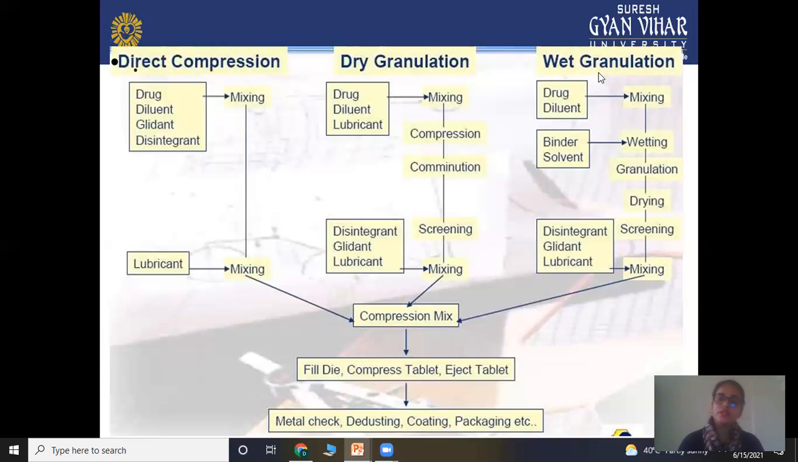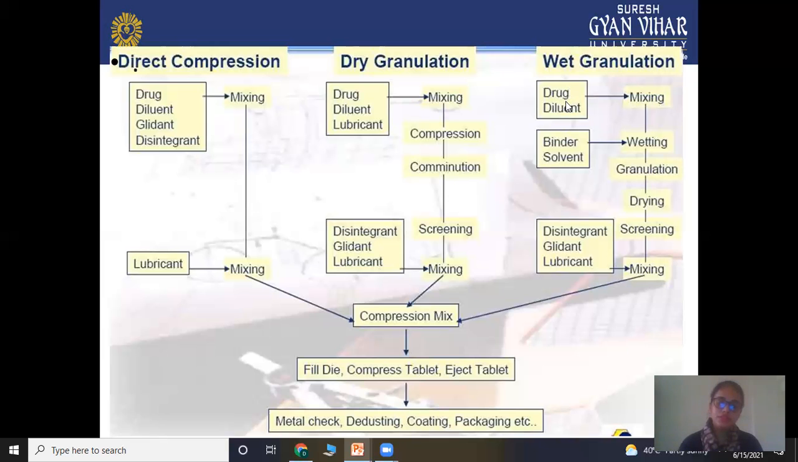The third method is wet granulation. It is similar to dry granulation, but here you take a moisture-containing solution, so wet conditions are required. First you take drug and diluent. The binder may be a starch solution or any other solution or excipient. Next, you take diluent to maintain the proper weight of your tablet, and mix the drug and diluent together.